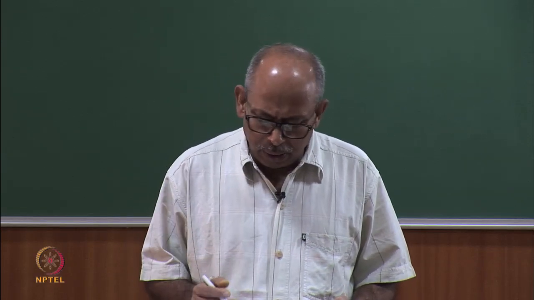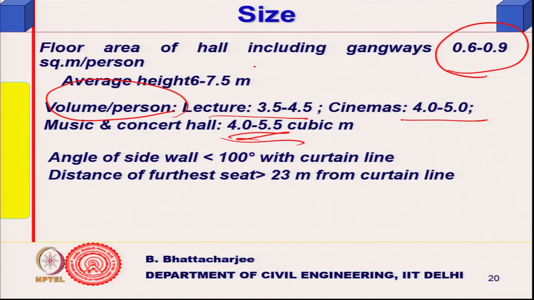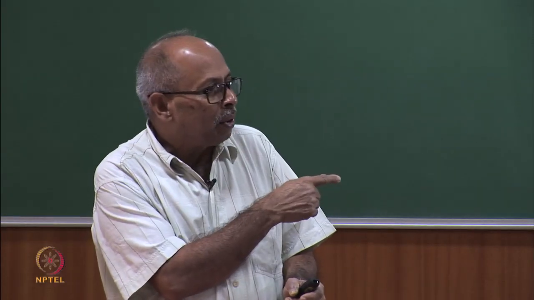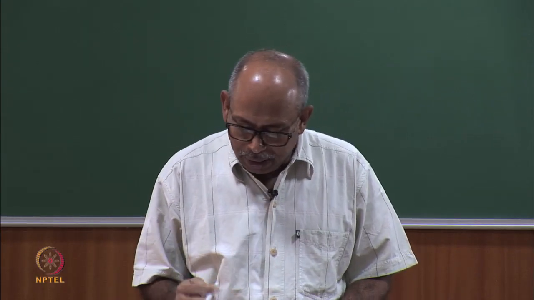This is given in codes; the IS code also gives the same. Now, the angle of the side walls: for example, this is my stage, and this is my curtain line. The angle of the side walls with the curtain line should not be more than 100 degrees. If it is more than 100 degrees, it is going to be flatter, which means somebody sitting here won't be able to see anything. If it goes the other way, somebody sitting in that corner will miss the other corner of the stage. So, viewing becomes difficult; within 100 degrees you can see properly.